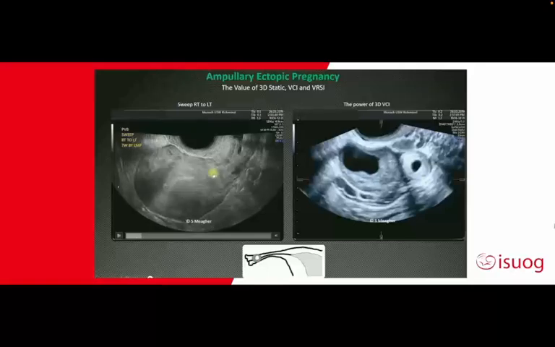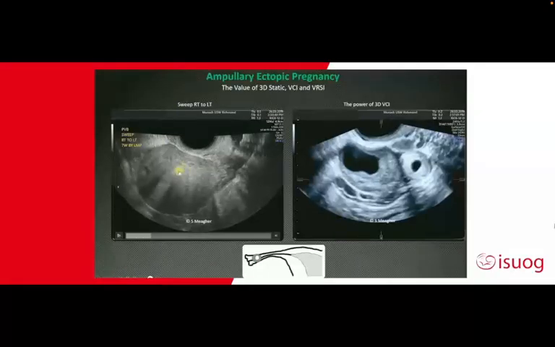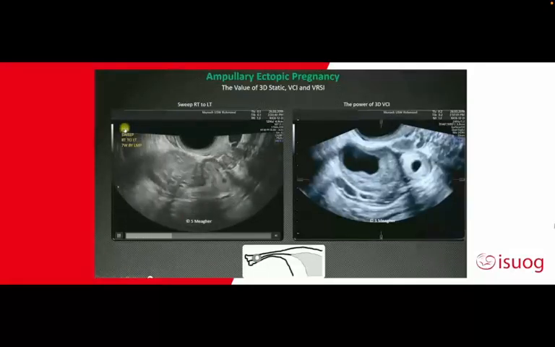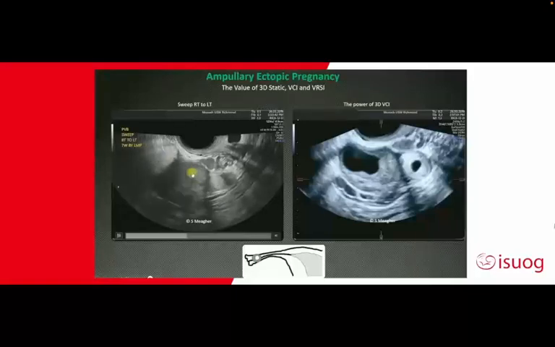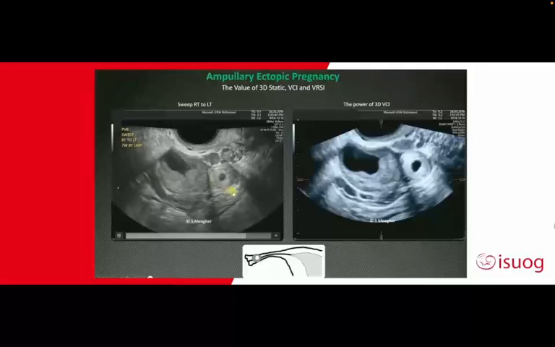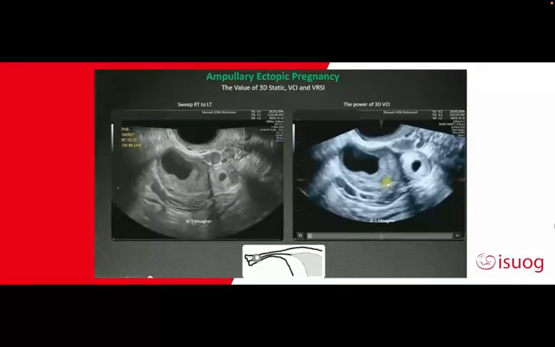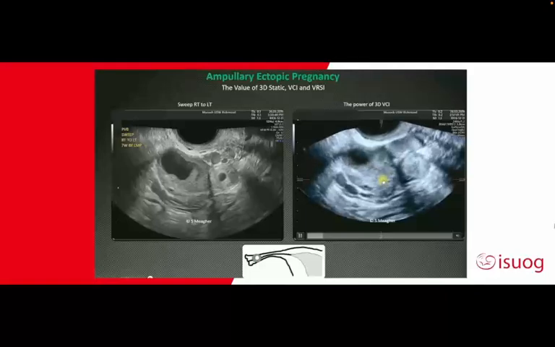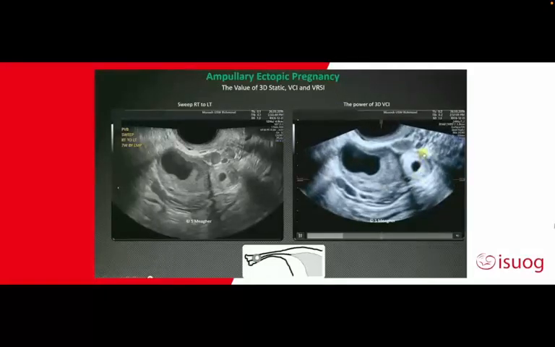As you sweep from right to left, in a mid-sagittal section the uterine cavity is empty in a patient with pain and PV bleeding. As we sweep out to the ovary, we appreciate a soft tissue mass sitting immediately adjacent to the ovary. We take the same patient and acquire a 3D volume, and the point I will make is that it is far easier to appreciate the trophoblast ring and surrounding tubal edema on 3D with volume contrast imaging and volume speckle reduction imaging.